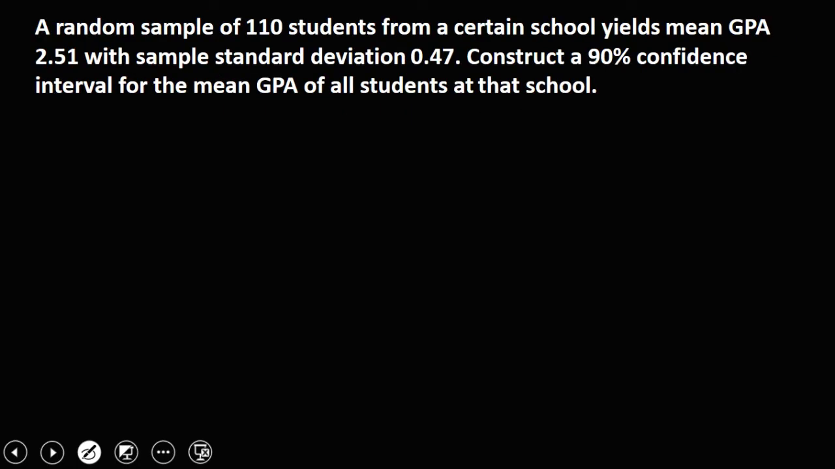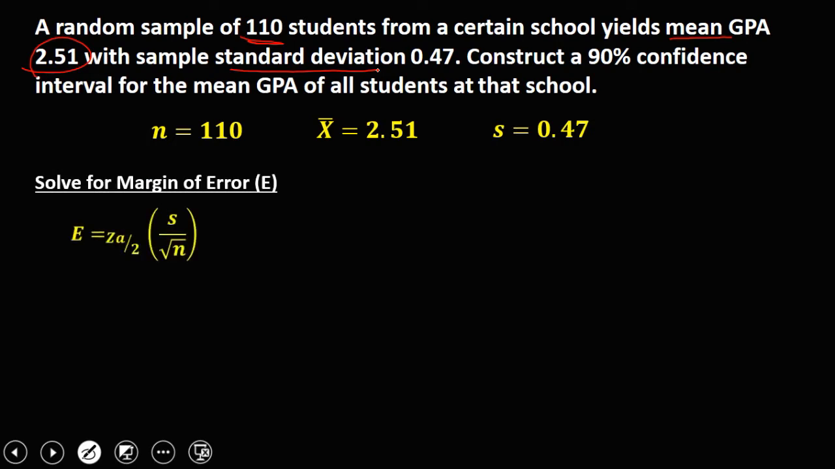Then for this problem, a random sample of 110 students from a certain school yields mean GPA of 2.51, with sample standard deviation of 0.47. Construct a 90% confidence interval for the mean GPA of all students at that school. First, we need to list all the given. So n is 110. Then the mean is 2.51. And the standard deviation is 0.47. So solve first the margin of error using this formula.